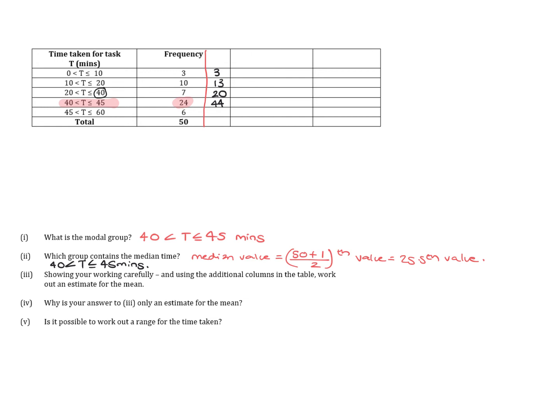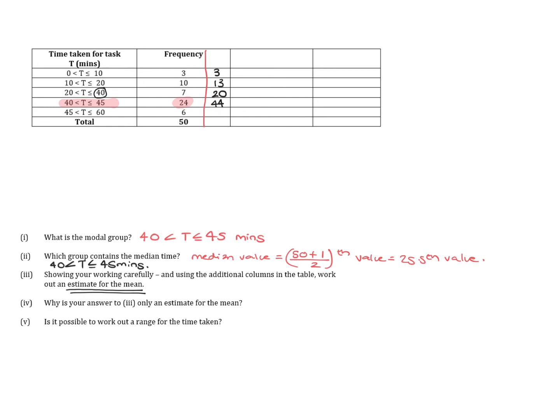Now, Part 3 requires us to calculate the mean. And you'll notice here that what we're doing is we're working out an estimate for the mean. Now, why is this an estimate? It is an estimate for the mean because we don't know the individual values of t. And so we're going to estimate them because the data has actually been grouped.